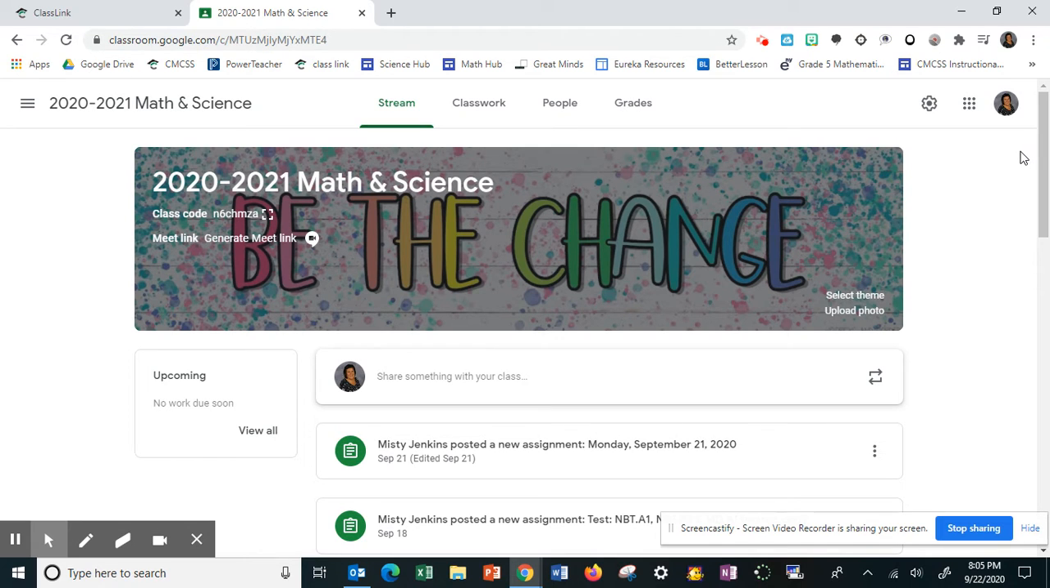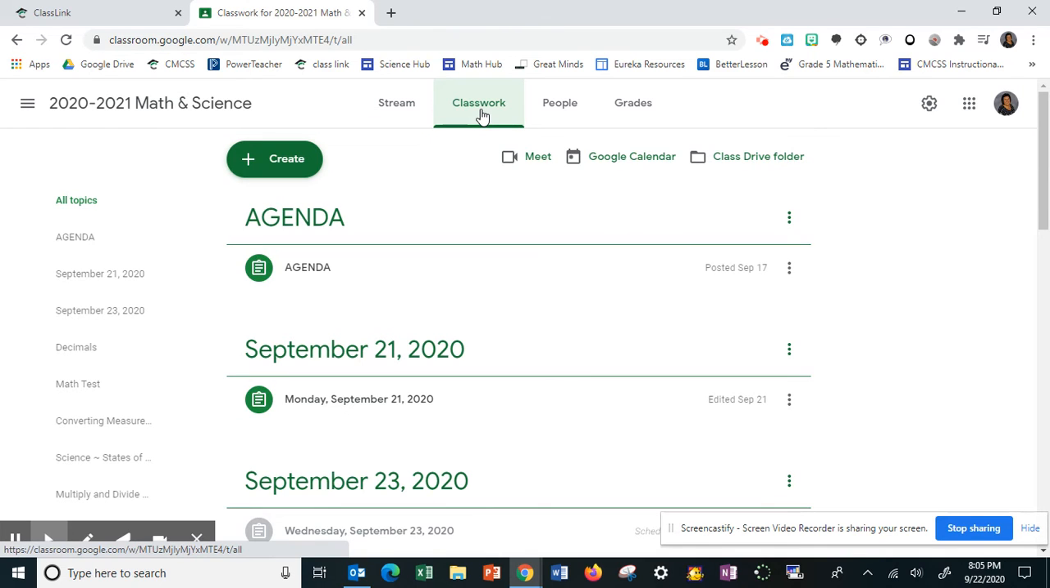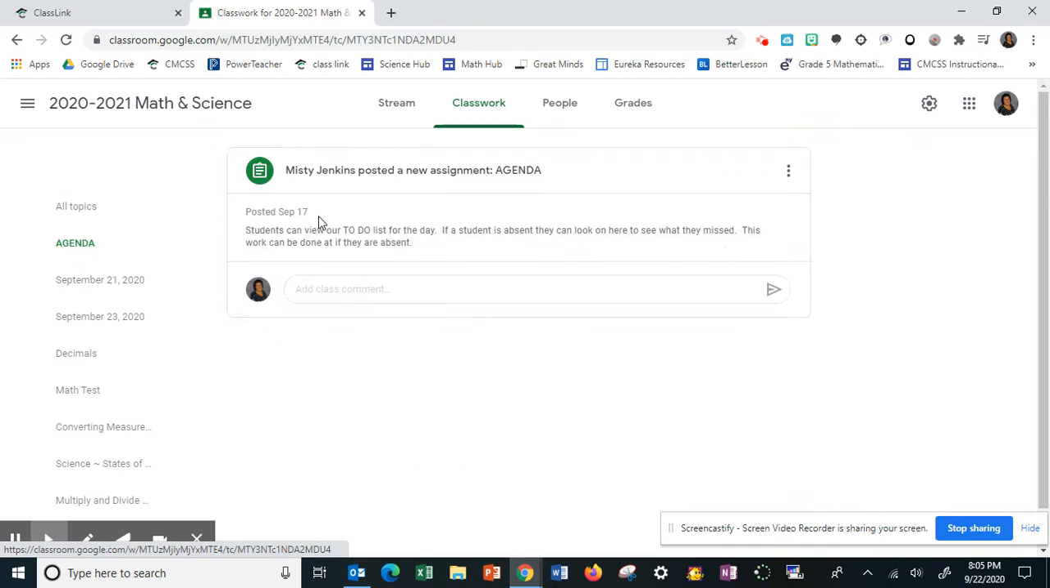So for students to be able to easily find their to-do list or their agenda, if they click on classwork at the top, the classwork tab will take them over here to how I organize their information. So the agenda will always be at the very top of the list. So students can go ahead and click on that.